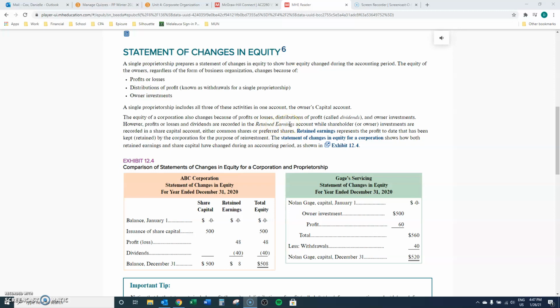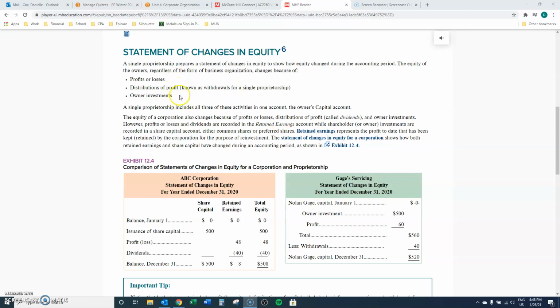While shareholders, who are the same as the owners, have their investments recorded in a share capital account. So it's either common shares or preferred shares, depending on which type. Retained earnings represent the profit to date that has been kept by the company to reinvest into the business. And the statement of changes in equity for the corporation shows how both retained earnings and share capital have changed during the accounting period.